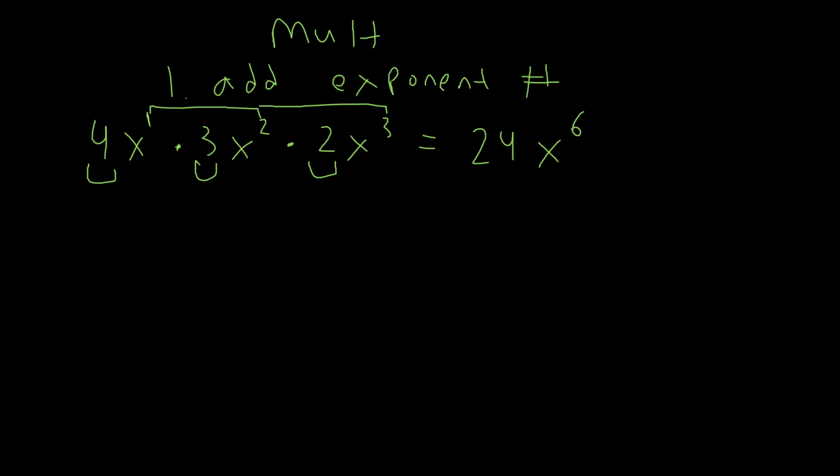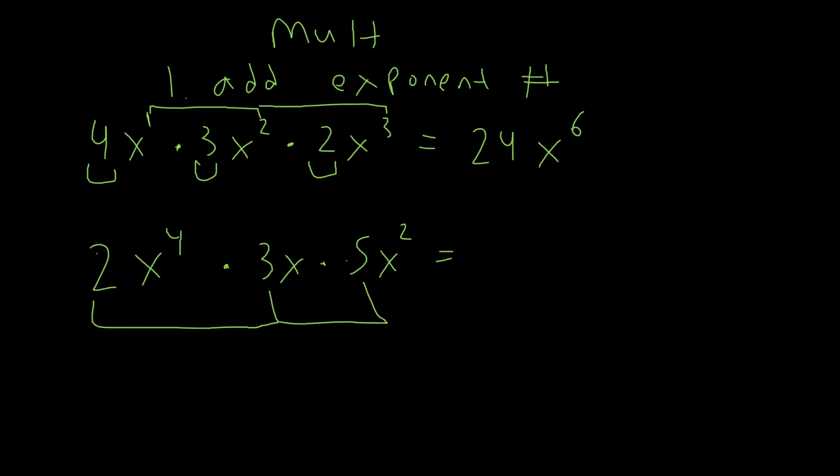So let's take a look at another problem. Let's say I have 2x to the fourth times 3x times 5x to the second. So from here, what we're going to do is look at all the outside ones. 2 times 3 is 6, times 5 is 30. And then we have an x. There's an imaginary 1 right here. 4 plus 1 is 5, plus 2 is 7. So then that would be the answer.